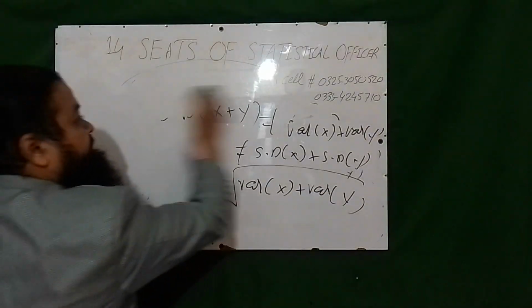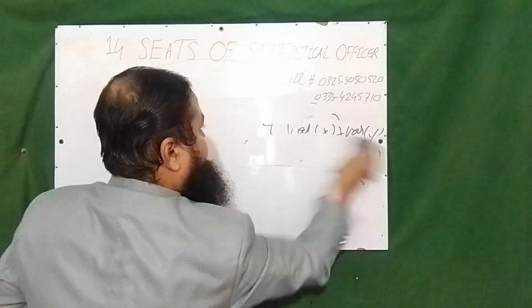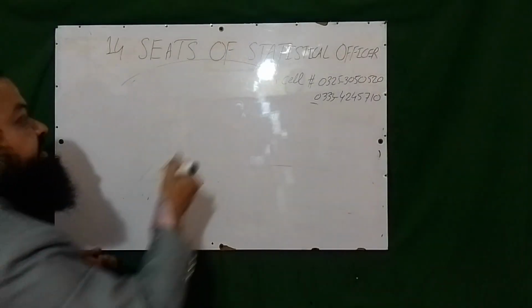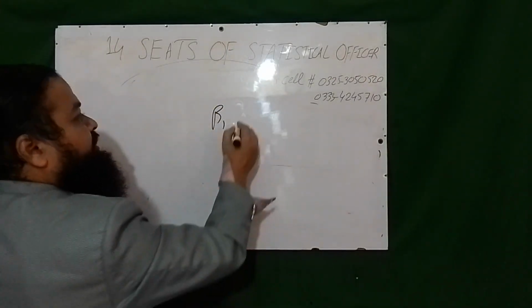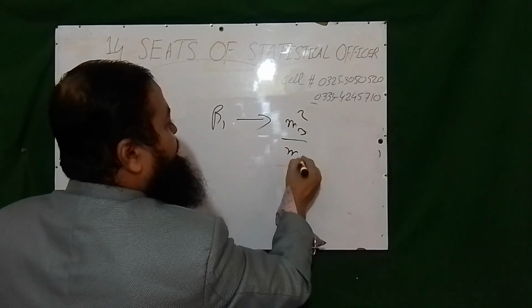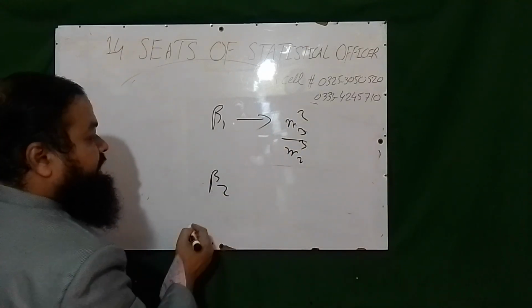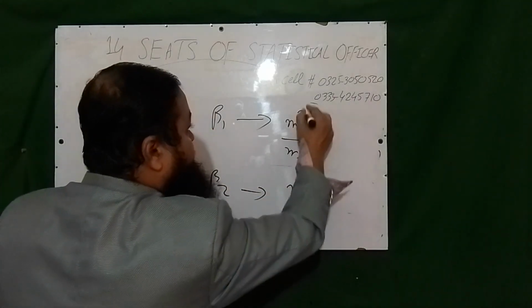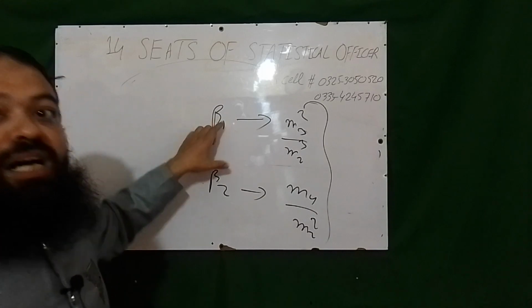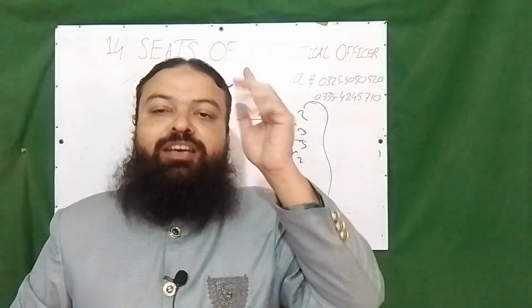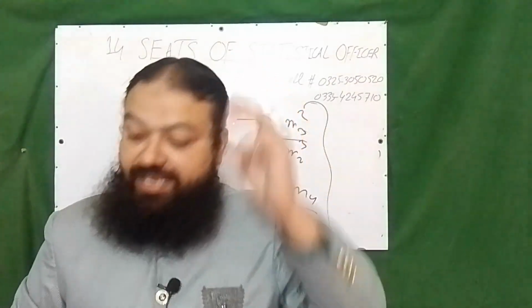The next one is beta 1, coefficient of skewness. It is m3 square over m2 cube. Then beta 2, kurtosis, that will be equal to m4 over m2 square. And please, boys and girls, both of these are independent of origin and scale. They are not affected by plus, minus, multiply and divide.